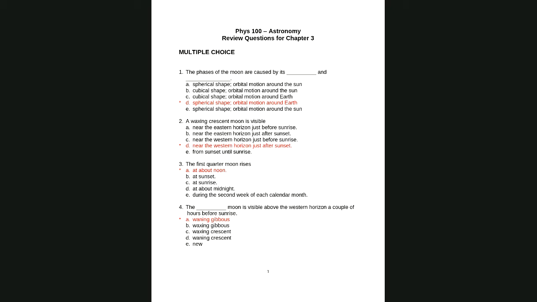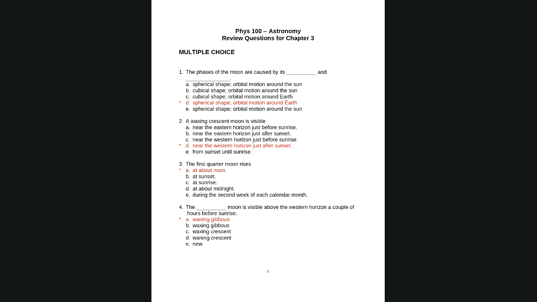Question 2, waxing crescent moon is visible. I told you that waxing means increasing and waning means decreasing. And a waxing crescent moon is visible near the western horizon just after sunset, as we discussed in the lecture.